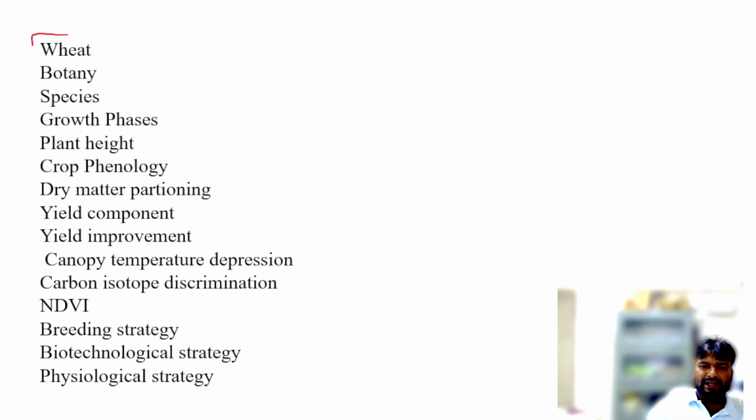We will start our lecture with some basic points of the wheat crop. Then we will discuss the botany of the wheat crop. Then we will discuss the prominent species of the wheat crop. We will also discuss the important growth phases of the wheat crop. Then we will discuss some important traits like plant height. We will discuss the crop phenology, dry matter partitioning and yield components, some yield attributes, then yield improvement.